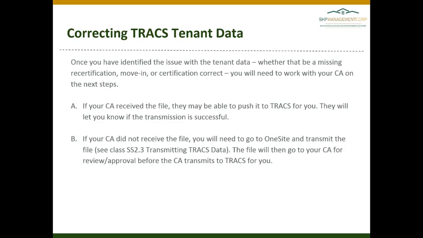Now, when you are correcting TRACS tenant data, once you've identified the issue, you'll need to work with your CA on the next steps. If your CA received the file, there were no errors, they may be able to push it to TRACS for you, and they will let you know if this transmission is successful. If your CA did not receive the file, you'll need to go to One Site and transmit this. If you need assistance with transmitting TRACS data, please see Class SS 2.3. The file will then go to your CA for review and approval before the CA transmits to TRACS for you.